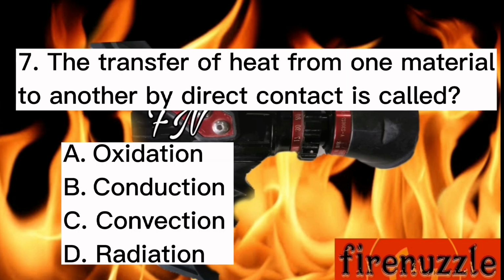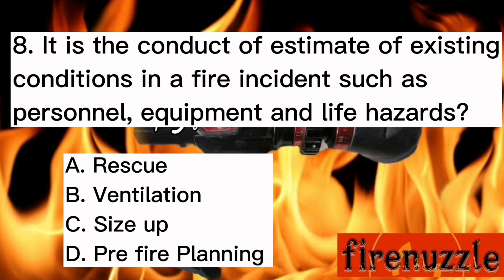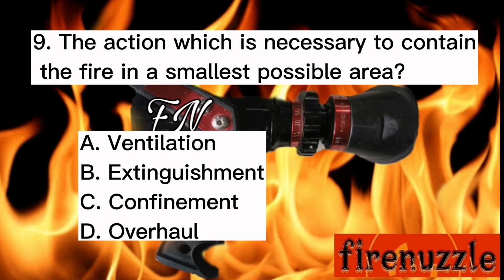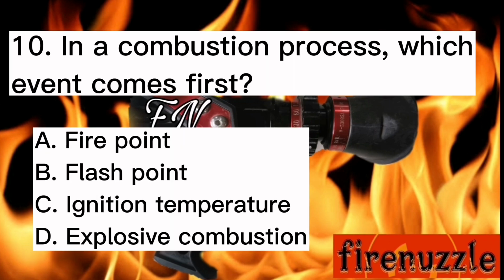The transfer of heat from one material to another by direct contact is called. It is the conductive estimate of existing conditions in a fire incident, such as personnel, equipment, and life hazards. The action which is necessary to contain the fire in the smallest possible area. In a combustion process, which event comes first?